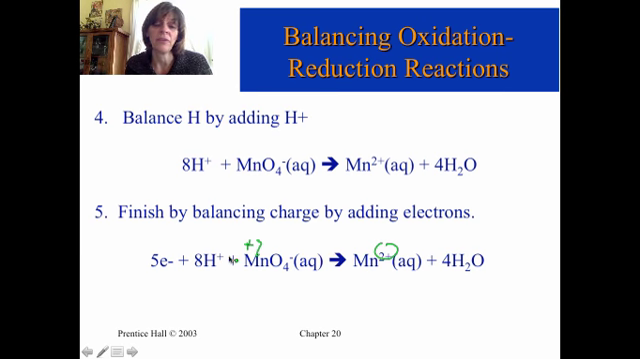You could also figure that out by knowing that there's 8 positives here and a -1 here with a +2 over here. To get these two to be equal, you need to add a -5 from the 5 electrons. So -6 + 8 is +2, and that's what you have there.